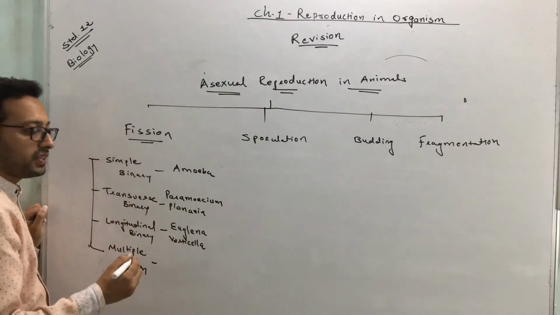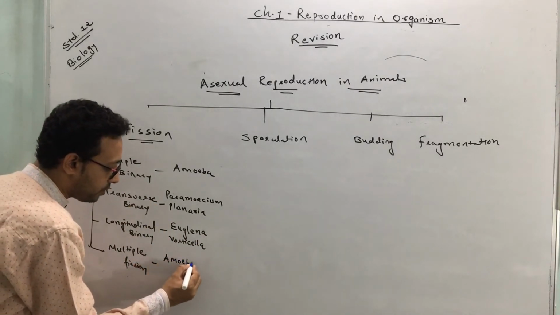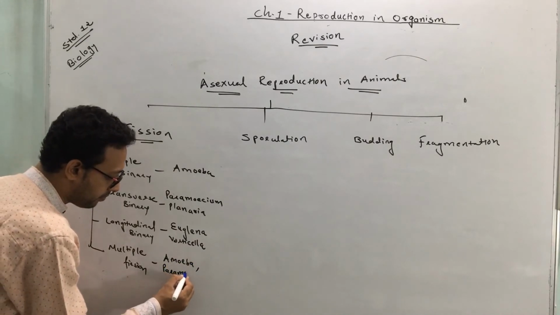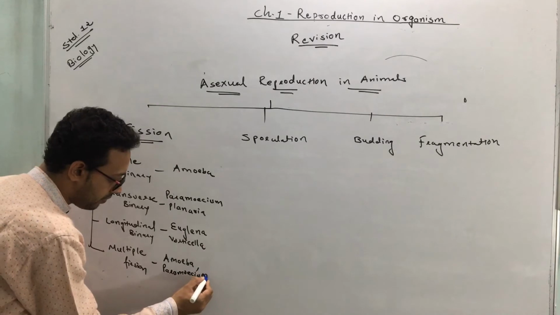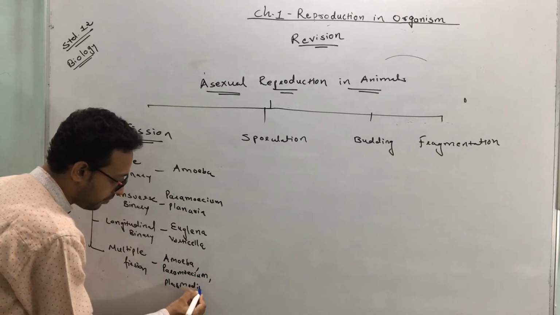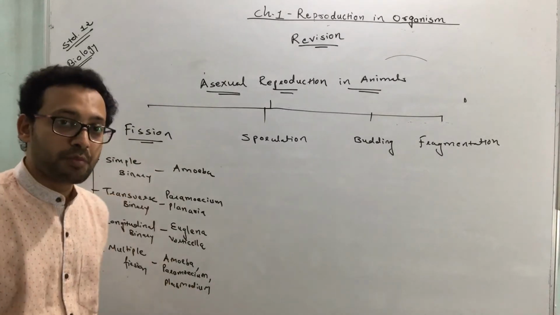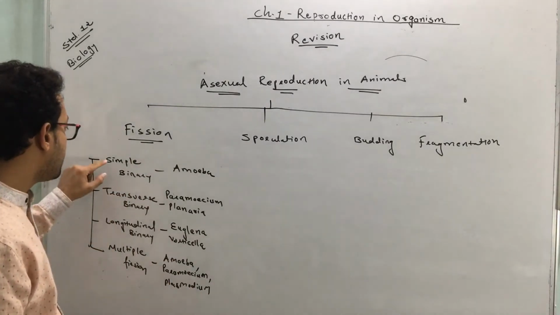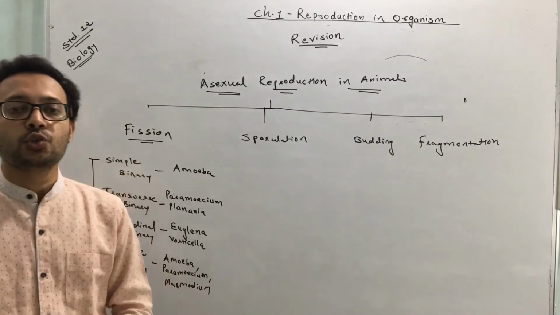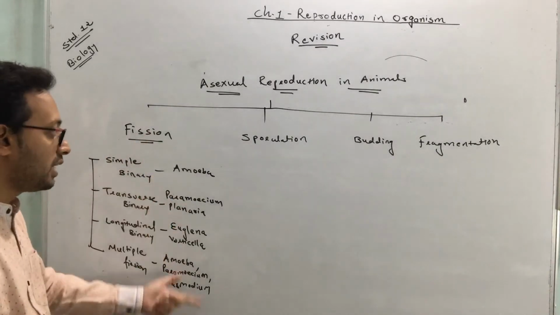And multiple fission is seen in organisms such as amoeba, paramecium and plasmodium. Clear? In multiple fission, many copies are produced. But simple binary, transverse binary and longitudinal binary are binary fission, meaning two copies are produced by one division. Okay, so that's all about fission and its examples.